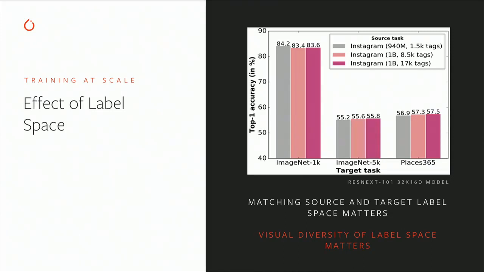For example, if you look at this ImageNet 1K target task, you can see that the 1.5K hashtag space does better than the 17K hashtag space. This indicates that matching the source and target label space actually matters. However, if we take the visually diverse data set like ImageNet 5K or Places 365, the trend gets reversed. Now, the 17K label space does better than the 1.5K label space, which means that we need to increase the visual diversity of the label space also by increasing the number of labels in our training.